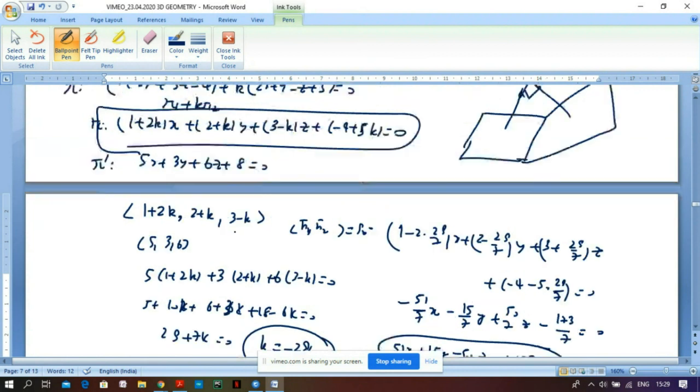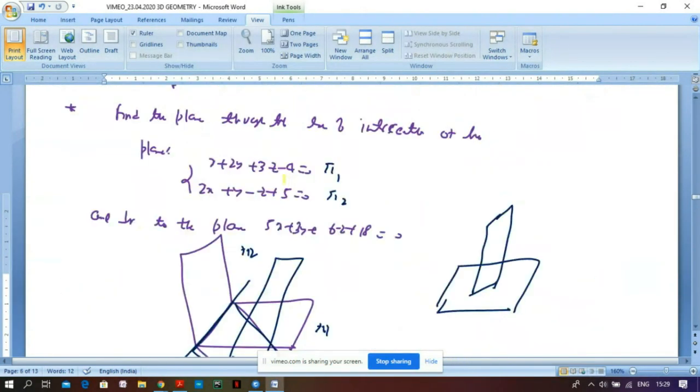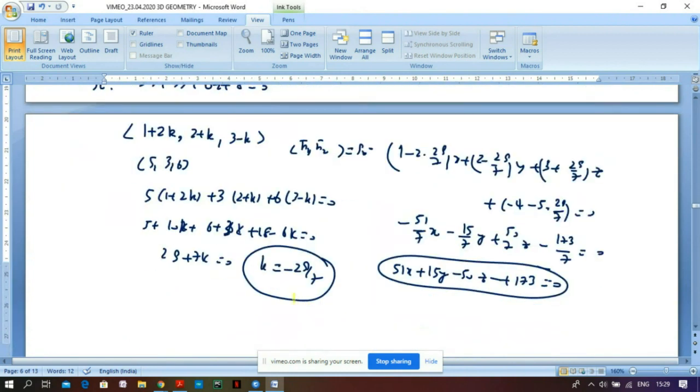So remember what we were given. Let me go back and tell you that given was this: you have to find a plane that passes through the intersection of these two planes. So we wrote pi1 plus lambda pi2, and then we wanted the new plane to be perpendicular to this plane, and so the normals must be perpendicular. Once I wrote these two conditions and found what k must be, we found the plane.